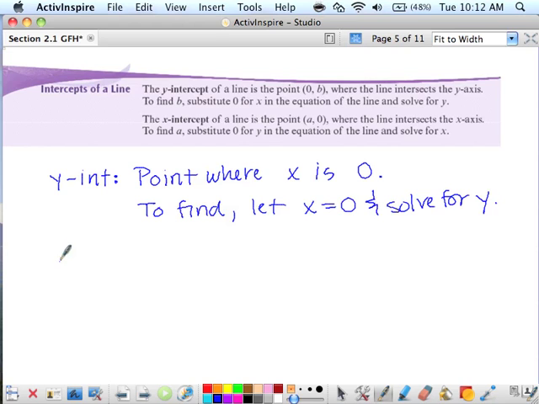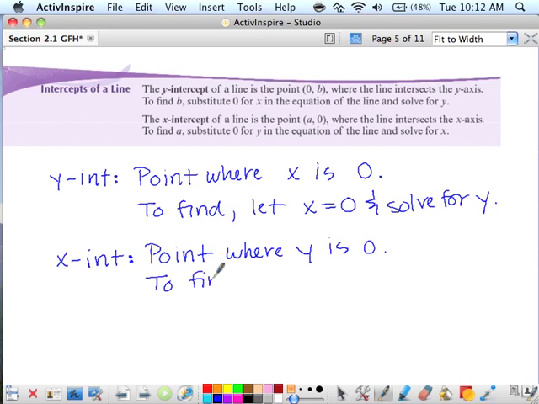Likewise, to find the x-intercept, that's any point where the y value is 0. So to find those, we're going to let y equal 0 and then solve for x. We will use this concept of intercepts for the remainder of the semester. So make sure you latch onto it, you don't get them backwards, and that you're very comfortable with how they work.